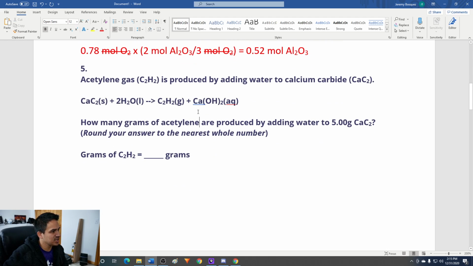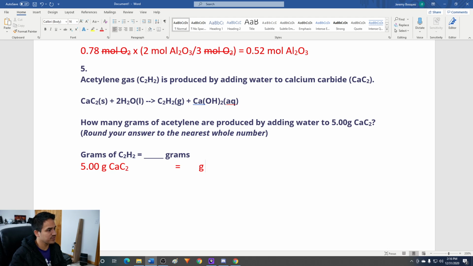Okay, now acetylene is this C2H2 material, okay? So how many grams of acetylene are produced by adding water to 5 grams of CaC2, which is calcium carbide? So let's, again, change our size. So we're starting with 5 grams of CaC2.